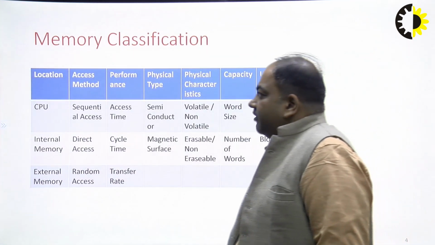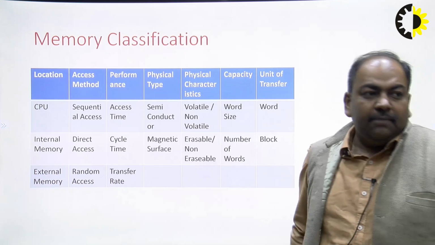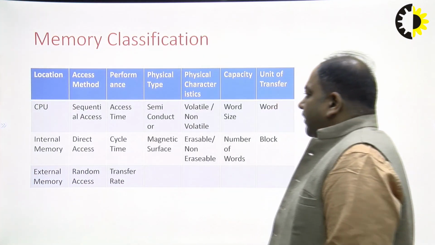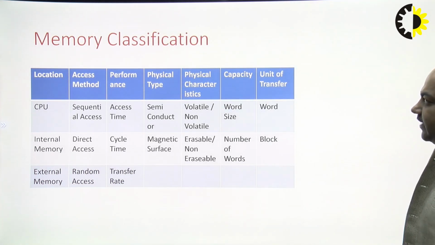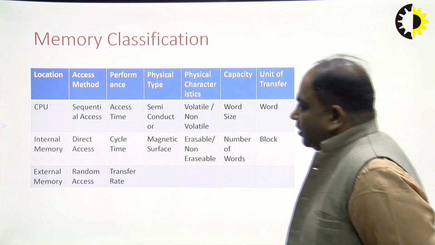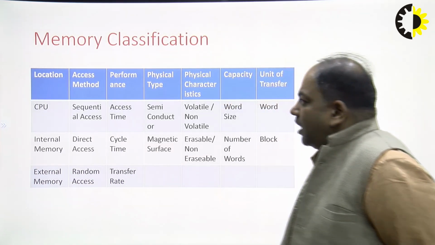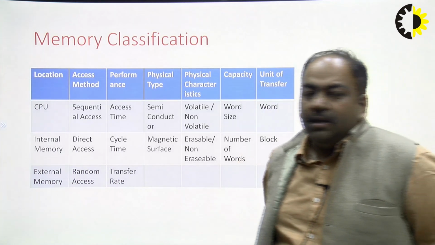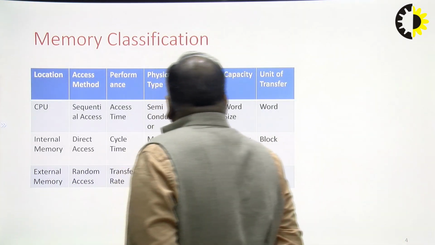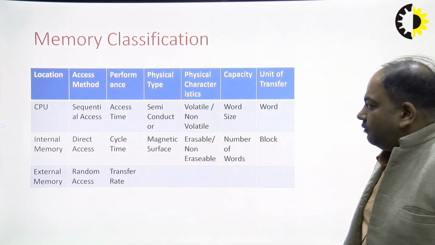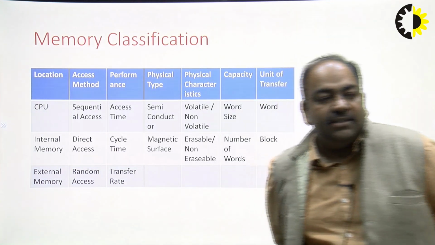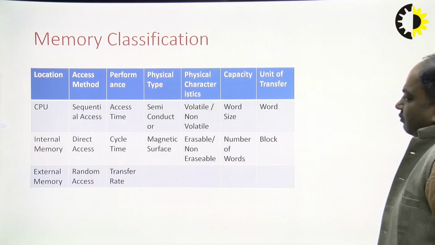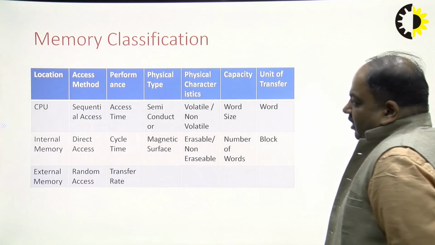So it is the classification of memory: where it is stored, how it is accessed, what the performance is, the physical type, physical characteristics, capacity and unit of transfer. So when the location is CPU, the method is sequential access, performance is access time, the type is semiconductor, and the physical characteristics are volatile and non-volatile, which I have already told. Volatile means RAM and non-volatile means ROM. The capacity is in the form of word or size, and the unit of transfer is word.